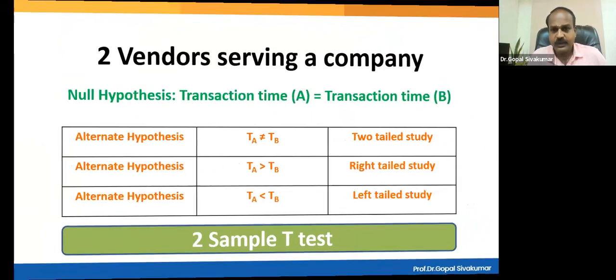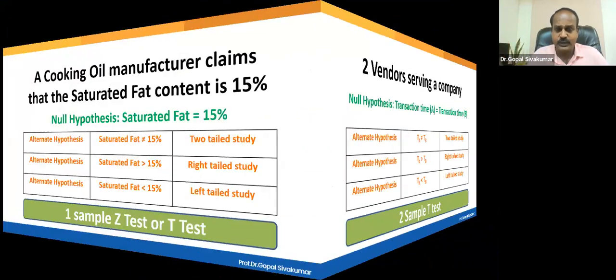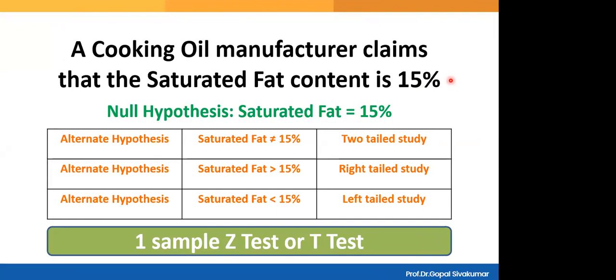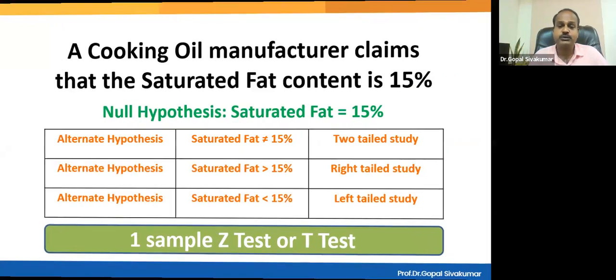Now imagine there are two cooking oil companies, cooking oil company A, cooking oil company B. Now your doubt is which cooking oil has more saturated fat. Now null hypothesis is fat content are equal. Alternate hypothesis is fat content of A is more than fat content of B. All of you understand the statement now? Yes. Now you are comparing two samples. The test is known as two sample t-test.